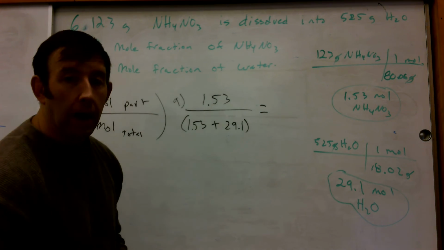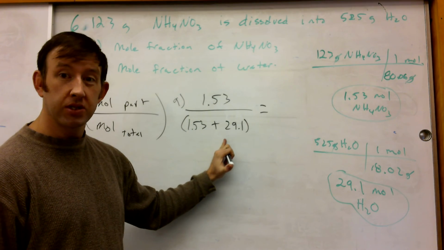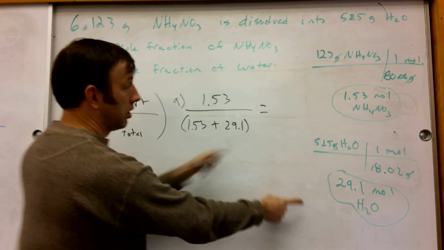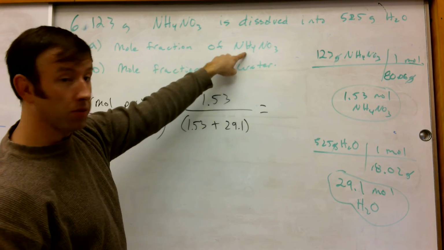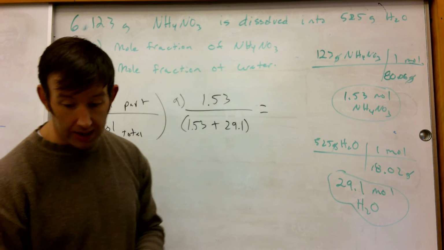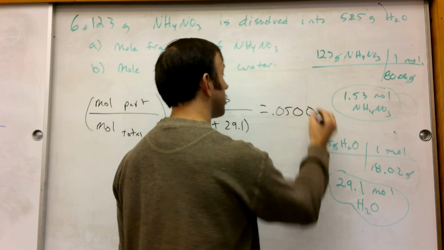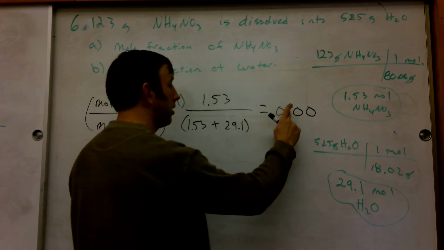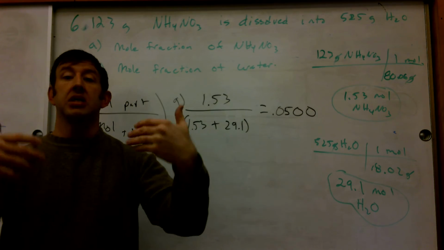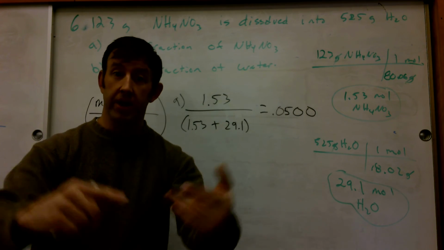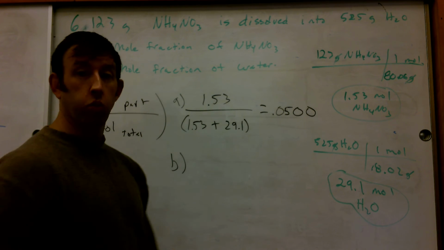All right, and I add first, then I divide. That's why I put the parentheses there, right? So this is my total moles, those two combined. Which part was I looking for in letter A? Ammonium nitrate, so that's the number that goes on top. And when I do that, I should get 0.0500. All right, that's an ugly looking 5. All right, now mole fraction is a unitless number, right? It's a fraction, okay?